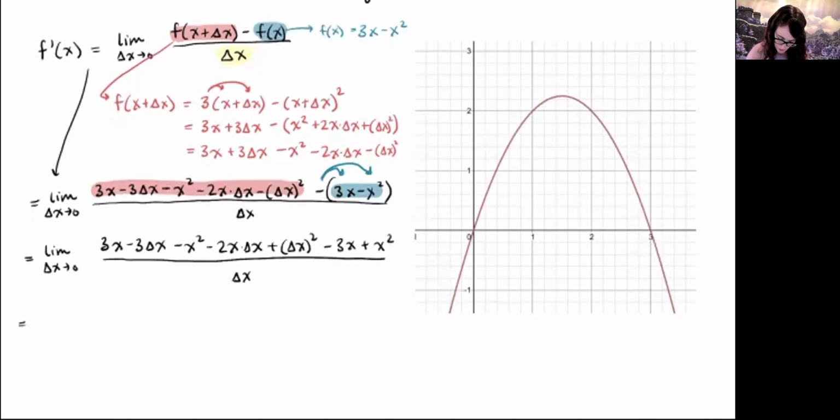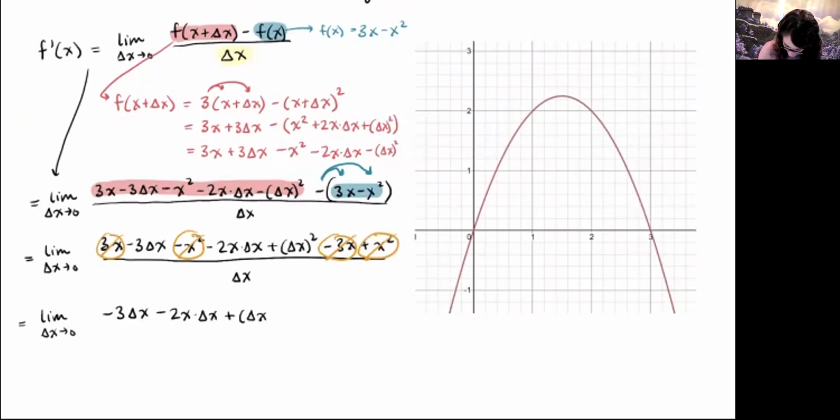Okay, now let's see what we have that can cancel out. We have 3x minus 3x. We have minus x squared plus x squared. And then I think that's it. There's no more like terms for us to combine together or cancel out. So what we have up top in the numerator that's left over will be negative 3 delta x minus 2x times delta x plus delta x squared.